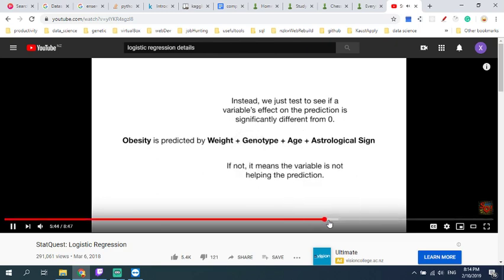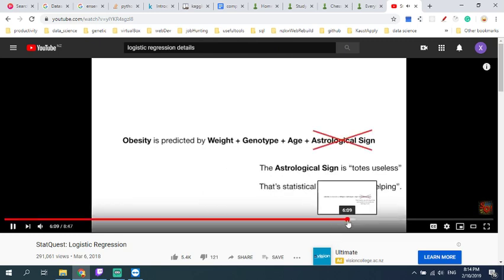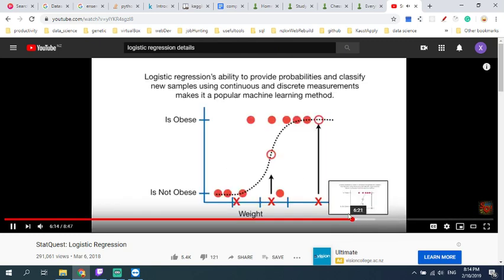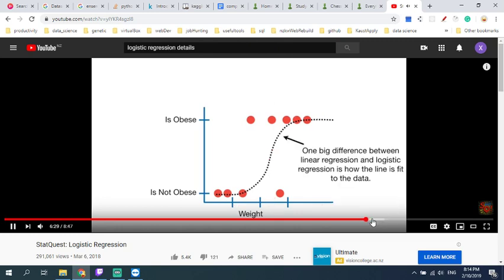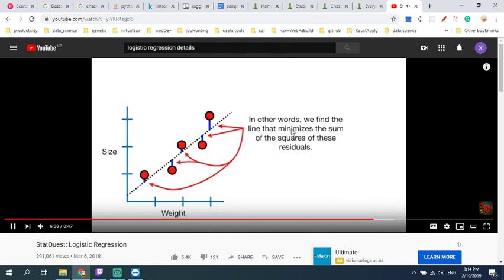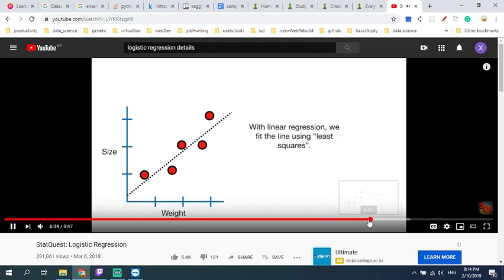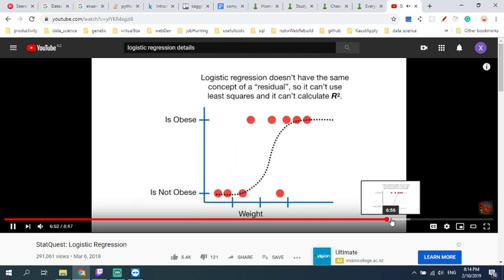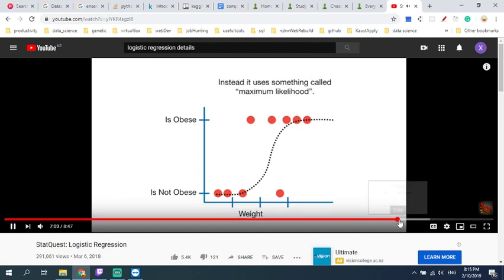Instead, significance that the variable is, we use Wald's test to, in this case, that's it out probabilities and classify new learning map of the data. In other words, we find the line that minimizes the sum of the squares of these residuals, least square. With line, logistic regression doesn't have the same concept of a residual, so it can't use least squares and it can't maximum likelihood.